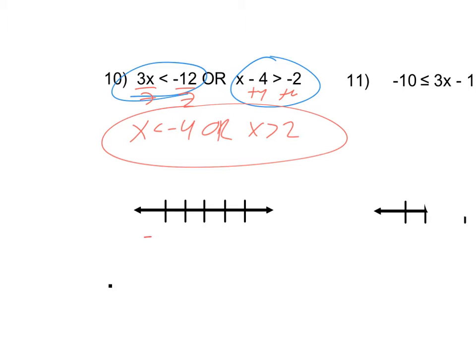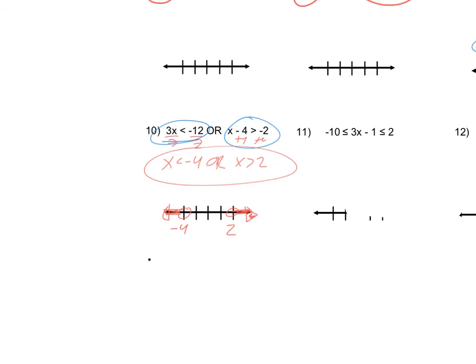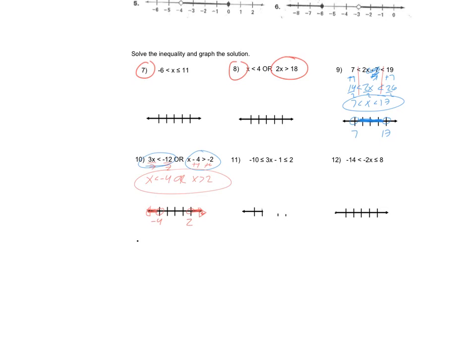X is less than -4, so I'll put -4 here, open circle, shade to the left. And then x is greater than 2, so I'll put 2 over here, open circle for this case as well, and shade to the right. There's my OR compound inequality case. Okay, so there's some help on some of those. I'll help you on the back side now as well.